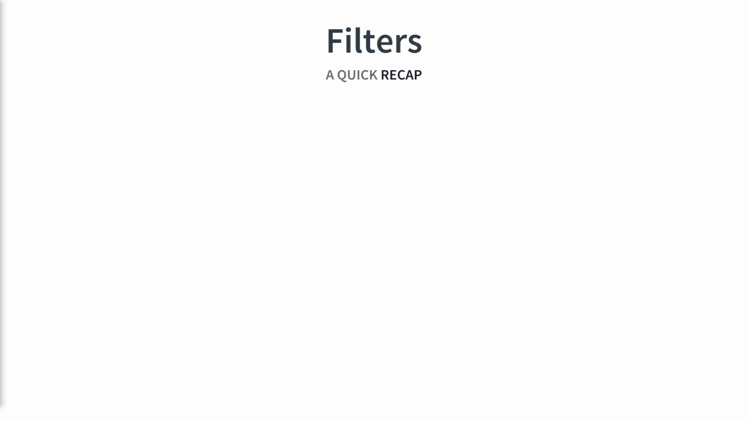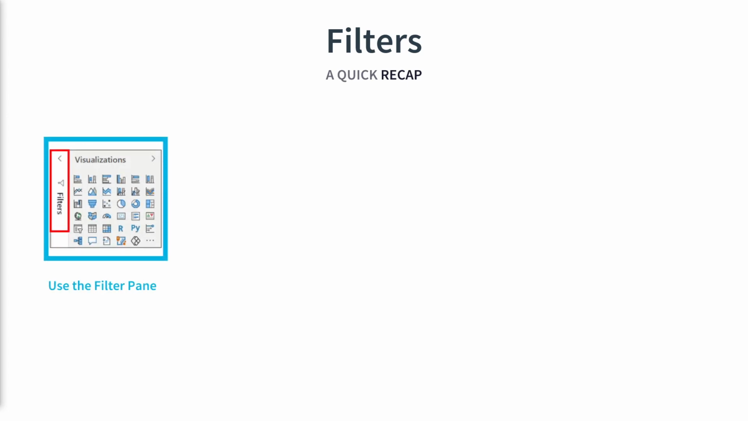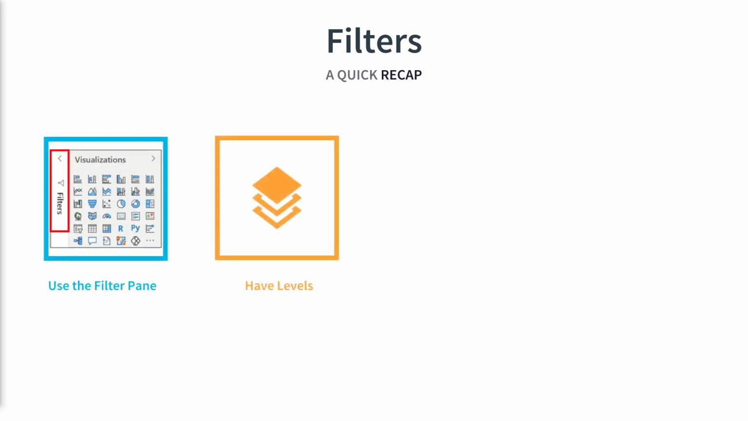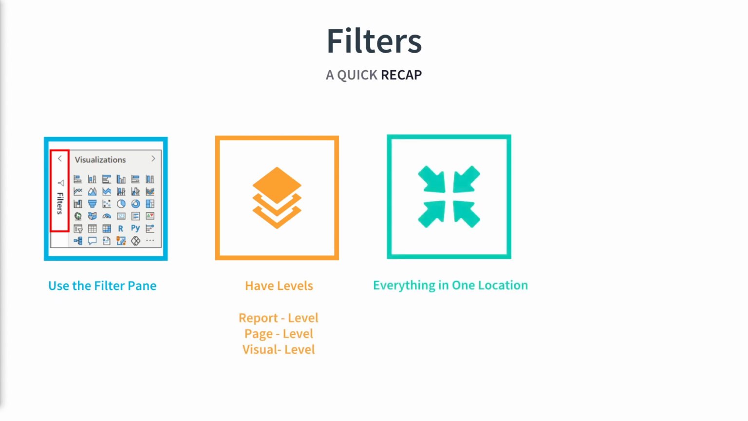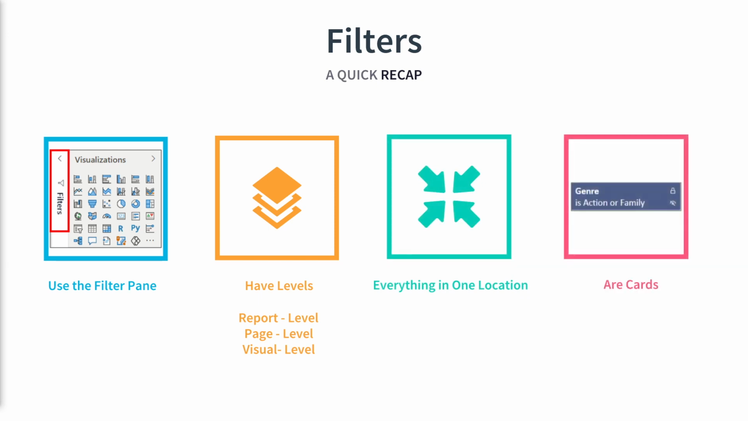To recap, filters are applied to reports using the filter pane, which is next to the visualizations pane in Power BI. Filters can be applied to different levels of your report, from specific visuals to the entire report itself. Filters are useful because the filter pane puts them all in one location, and the items in the filter pane are called cards, which are not to be confused with the card data visual.